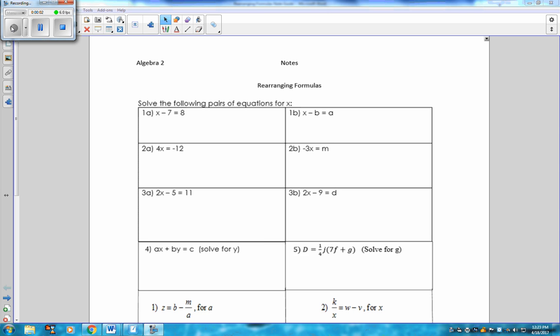Today we're going to talk about rearranging a formula or literal equations. The first couple of problems say solve the following pairs of equations for x. Problem 1a says x minus 7 equals 8.